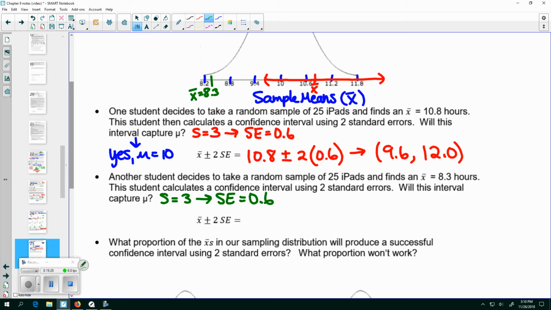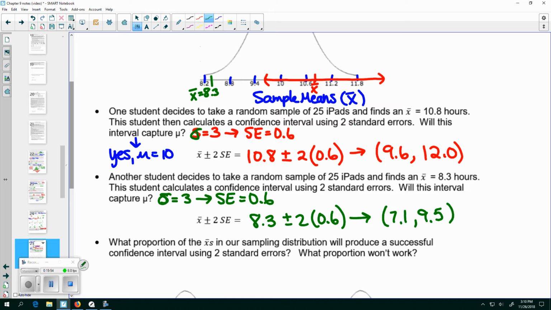Okay, and in this case, actually I can change that. Remember the population standard deviation was sigma. We can assume that they knew that going into it. Okay, so in this case, they take their sample mean, add and subtract 2 standard errors, and they come up with the confidence interval that goes from 7.1 up to and including 9.5. So again, press pause, double check those numbers.